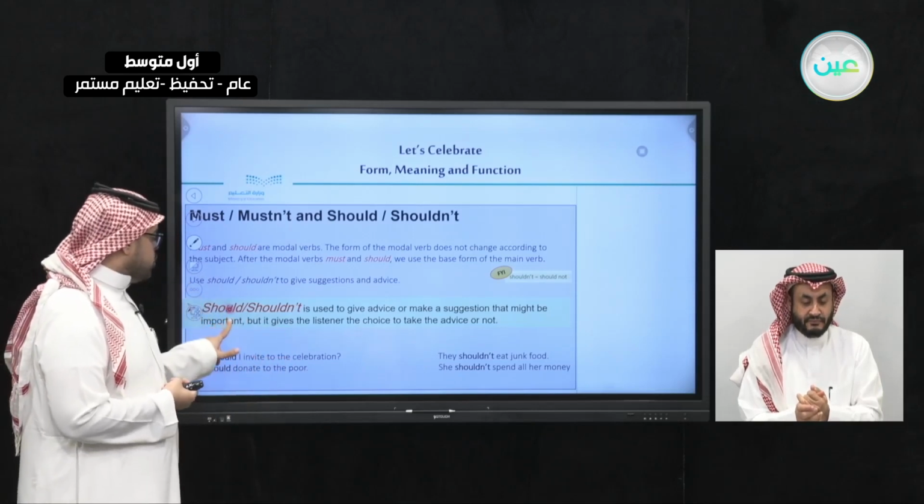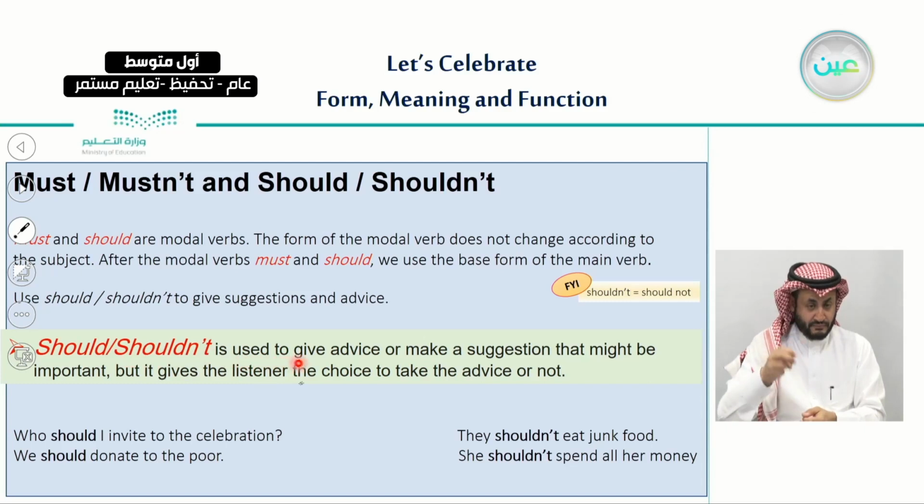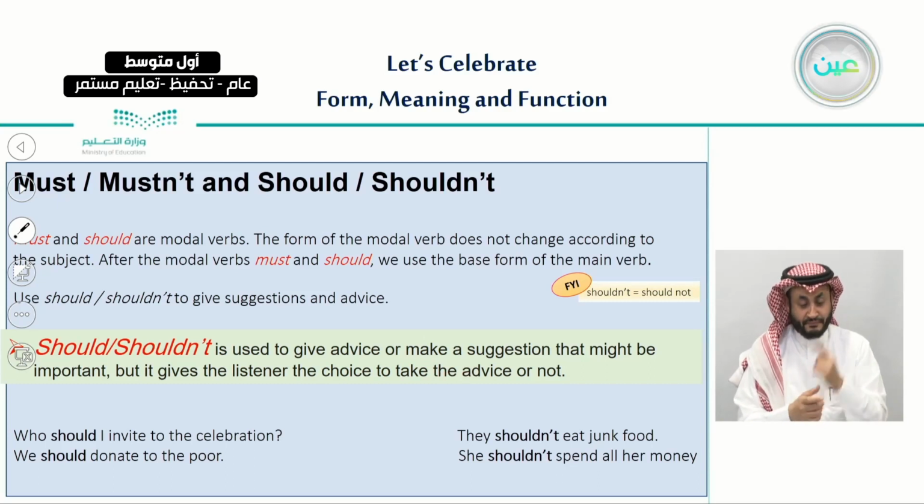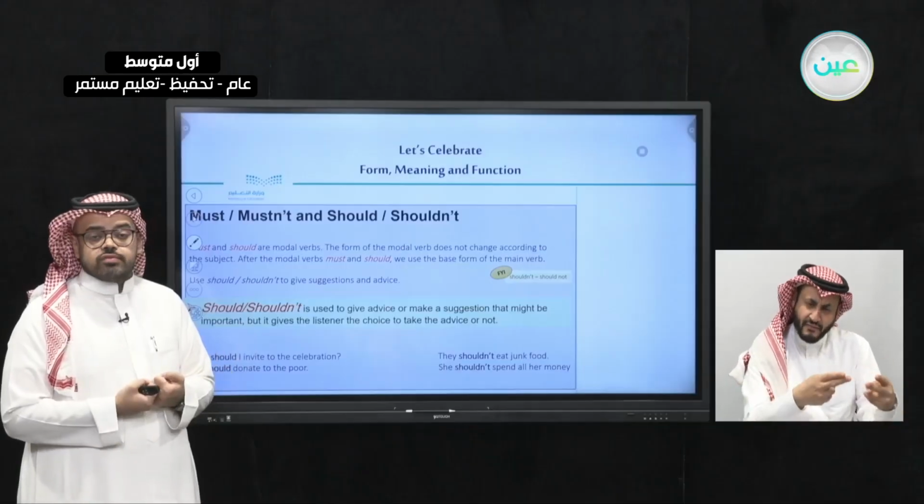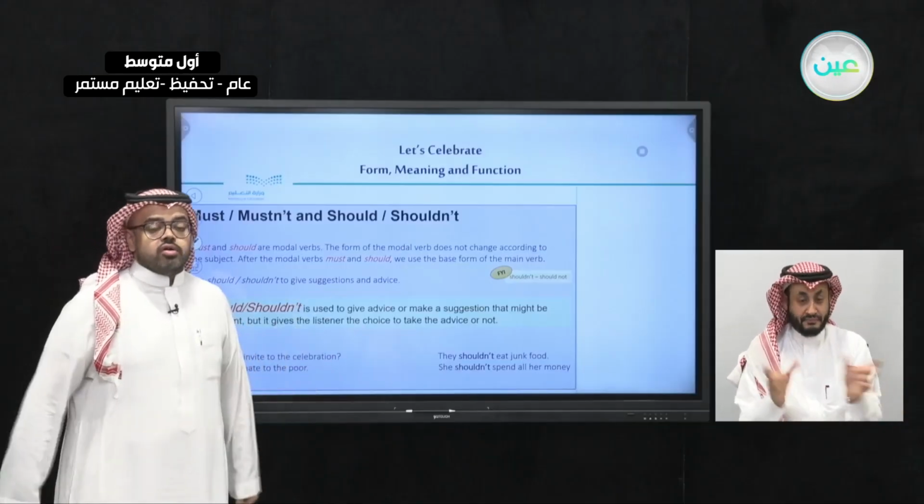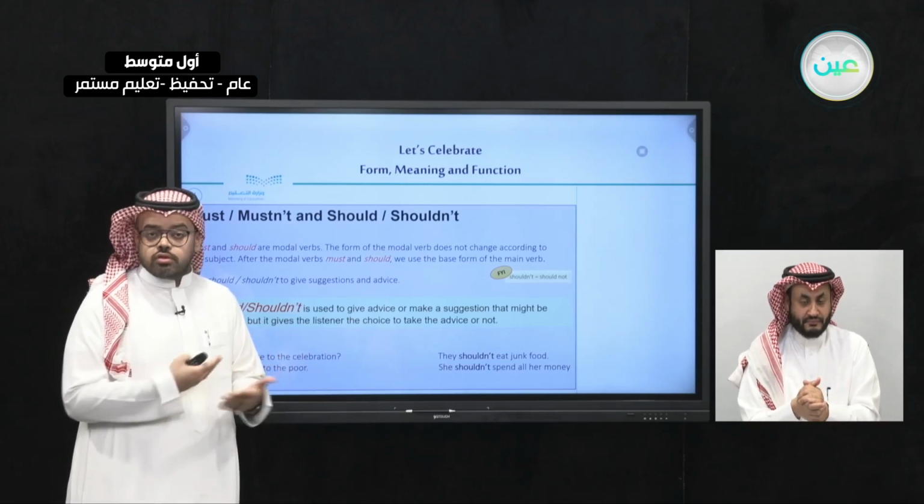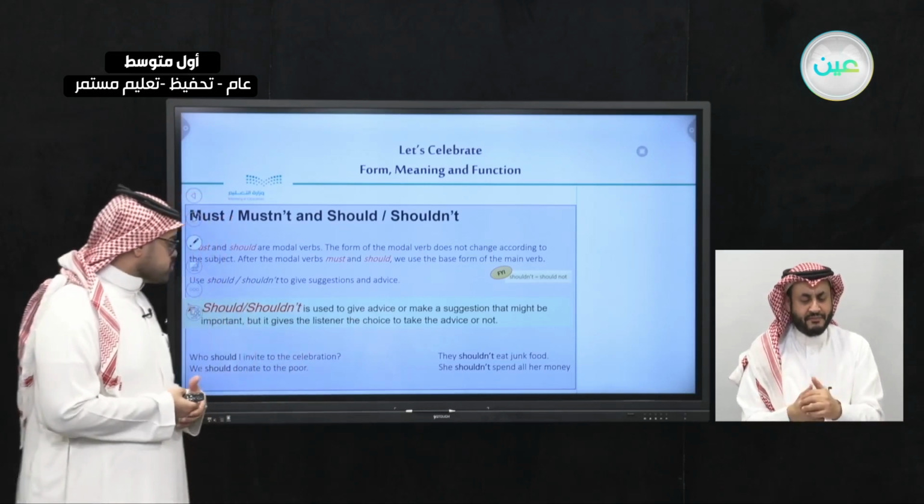But when you use should, then it means that he has a choice. So we use should or shouldn't to give advice or make a suggestion that might be important, but it gives the listener the choice to take the advice or not. So there is a freedom here. There is a choice for that person, whether to accept this advice or not, or accept that suggestion or not. So there is a chance.